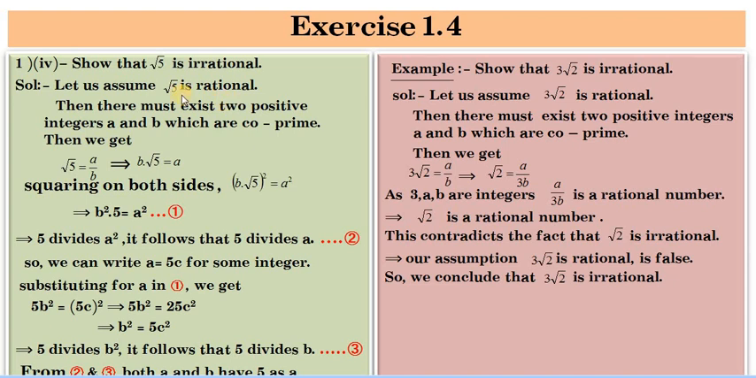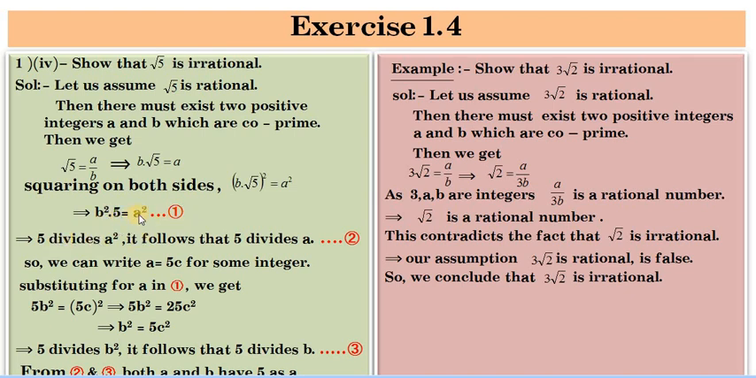So whenever it is rational, how do you write? You will write root 5 as a by b, where a, b are co-primes. So then there exist two positive integers A and B which are co-prime, therefore root 5 is equal to A by B. Now take B to the left side, then what happens? B into root 5 is equal to A. Now squaring on both sides, B into root 5 whole square is equal to A square, which implies B square into root 5 whole square, which is 5, is equal to A square. Now you mark it as 1.